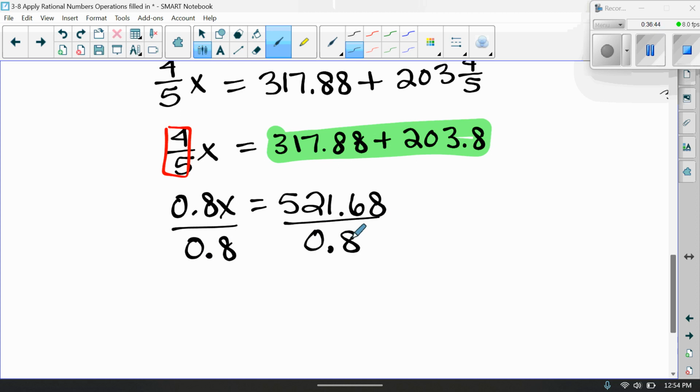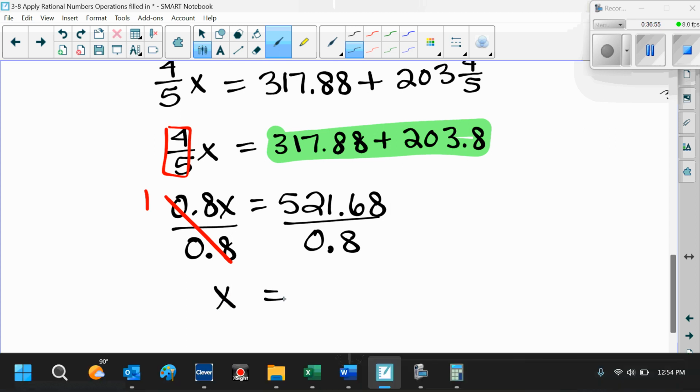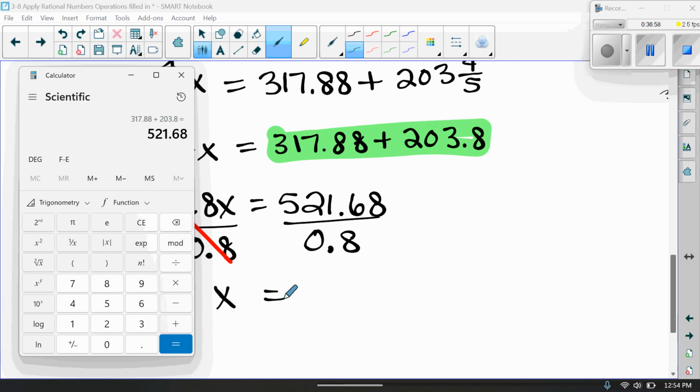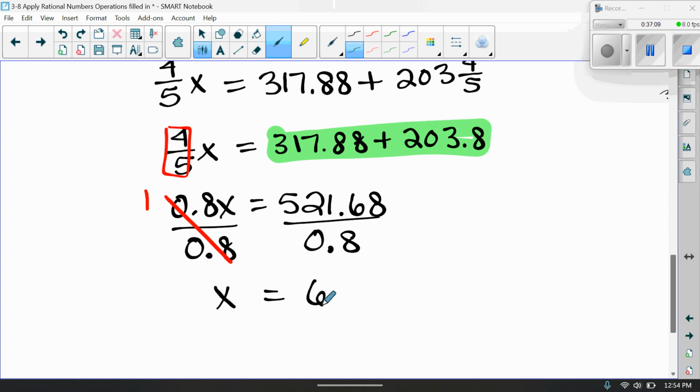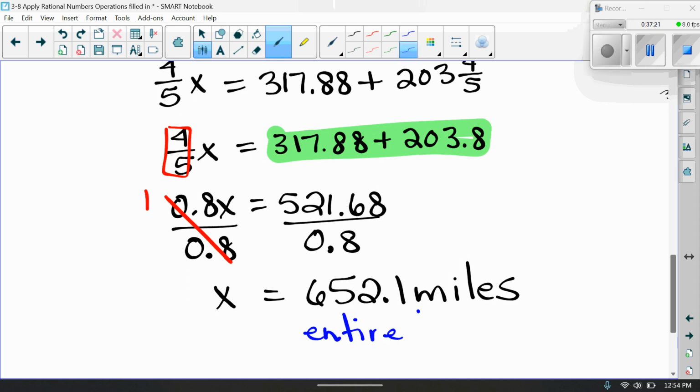And anything divided by itself is equal to 1. And 1 times x is x. So on this side, we have x. Now on the other side, we just use our calculator. So that's 521.68 divided by 8/10, and that gives us 652.1. So 652.1 miles. This is the amount of the entire trip. All right, very good.